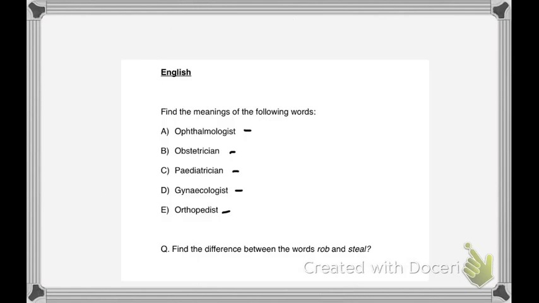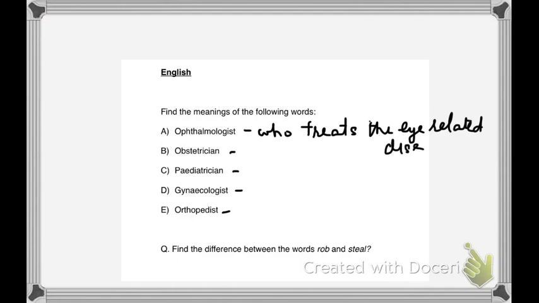Now we come to the English section. In English you were given five words: ophthalmologist, obstetrician, pediatrician, gynecologist and orthopedist. You have to find the meanings. An ophthalmologist is a doctor who treats eye-related diseases. Basically he's a pure doctor. He's not an optician. An optician is something different; an ophthalmologist is a doctor, and an optician is not a doctor. Just keep this in mind.